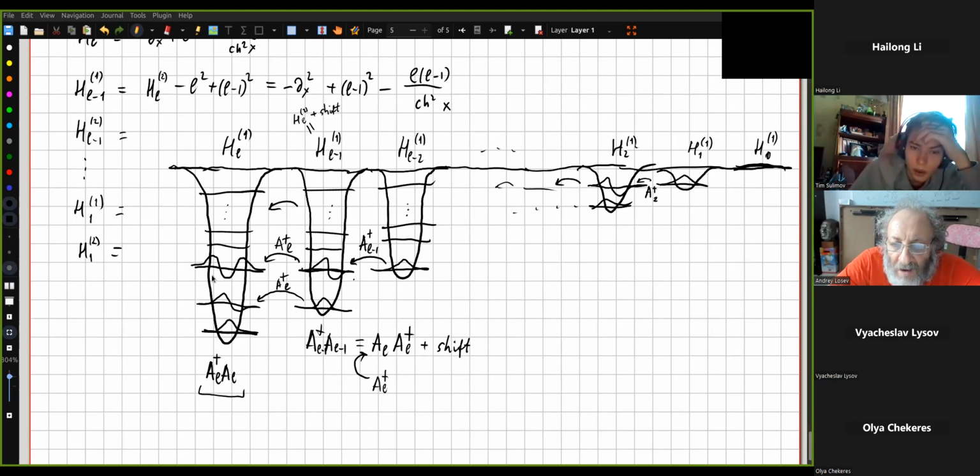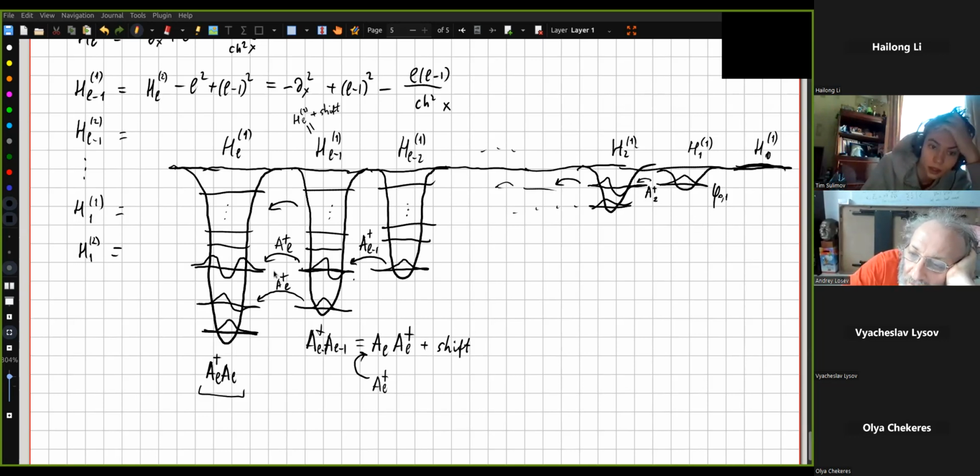So new states would be the product of A daggers with different L's applied to the ground state of H1. Precisely. Wow. So let's call the ground state of H1 phi-0 1. Then this state, for example, let's start with something simple.